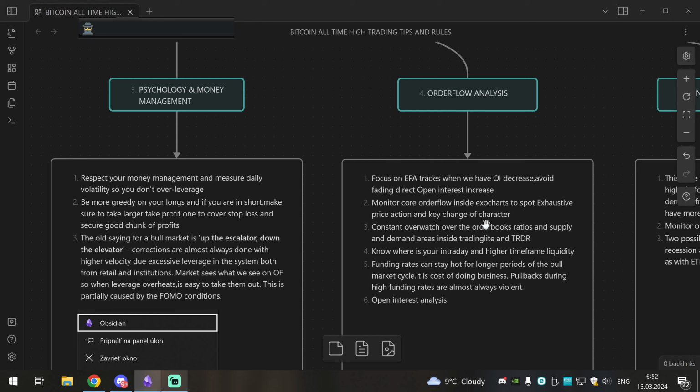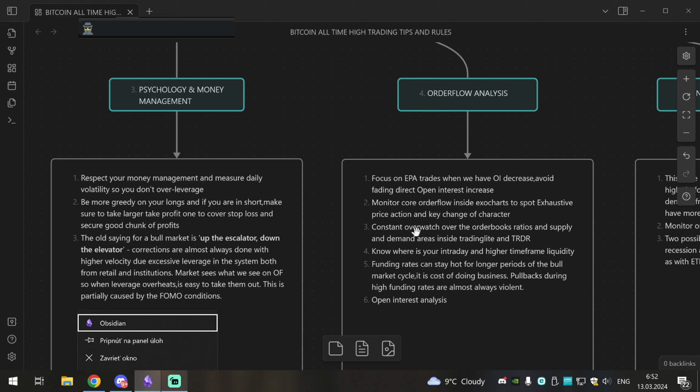Especially we focus on the absorptions and trapped traders, because once you trap traders, for example, as Bitcoin is right at the top, trapping so many people, then you can actually expect some nice pullback. Once these people are stopped out and close their positions, then the market can continue to the upside. Yeah, so we do that.